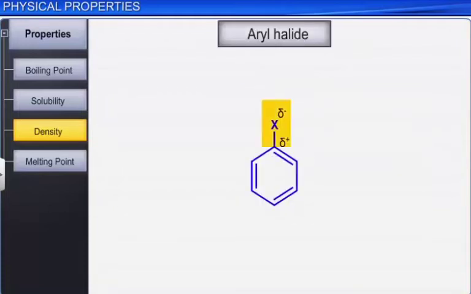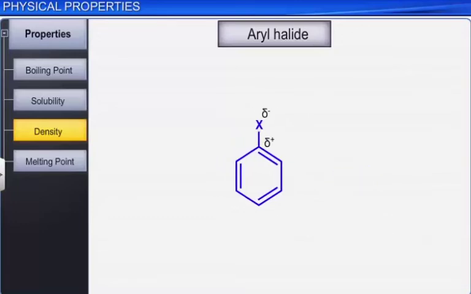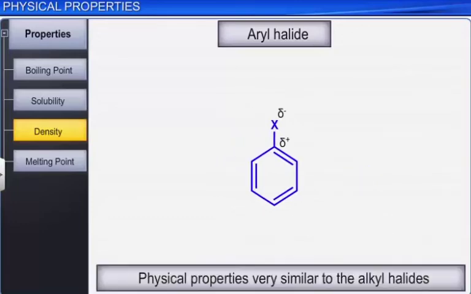Aryl halides are polar molecules due to the presence of the polar carbon-halogen bond, but they are less polar than alkyl halides. Aryl halides have physical properties very similar to alkyl halides.